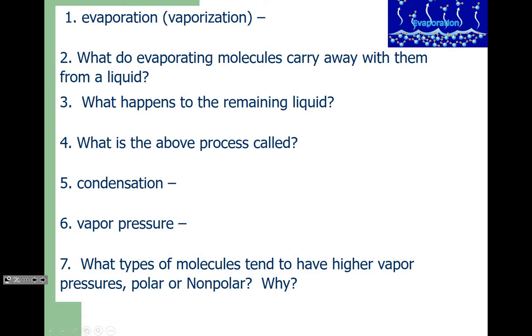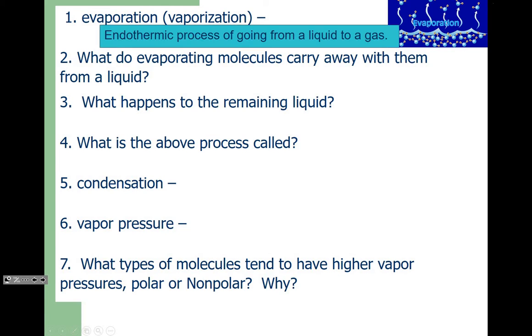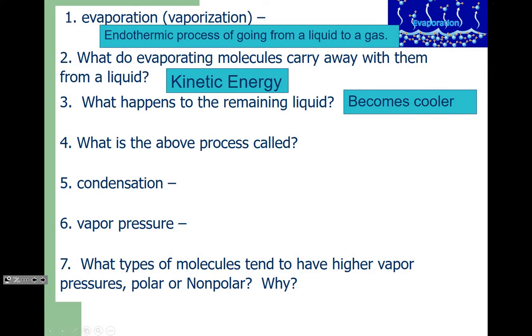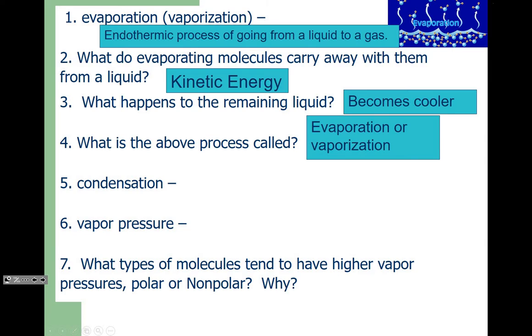Okay, so just really quickly as we go through here, evaporation or vaporization is an endothermic process, going from a liquid to a gas. What do evaporating molecules carry away with them from the liquid? They carry kinetic energy away. And the kinetic energy equation is 1/2 mass times velocity squared, right? What happens to the remaining liquid? It becomes cooler because it's given up some of its energy. What is the process above called? Again, evaporation or vaporization. That's like a redundancy of number one.